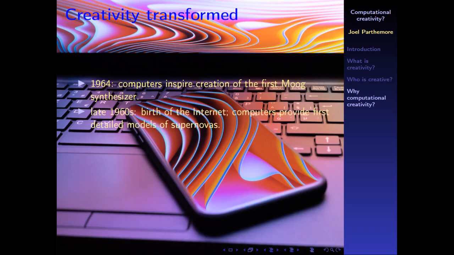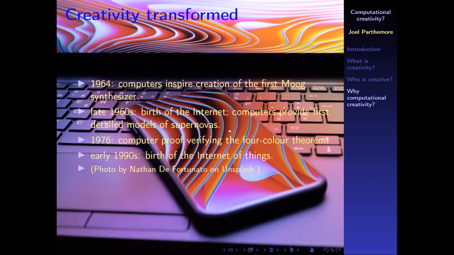Late 1960s, you had the birth of the internet, tremendous creative exchange between universities, and computers provided the first detailed models of supernovas, allowing creative thinking about the nature of supernovas on a level that was not possible before. In 1976, the first computer proof of something that could not be proven by human means alone, verifying the four-color theorem. The early 1990s, the birth of the Internet of Things, taking the internet to a whole new level.